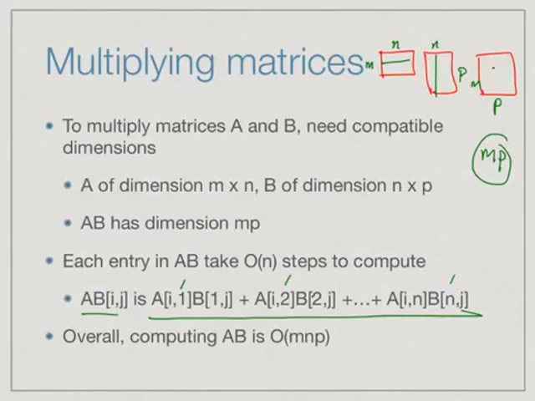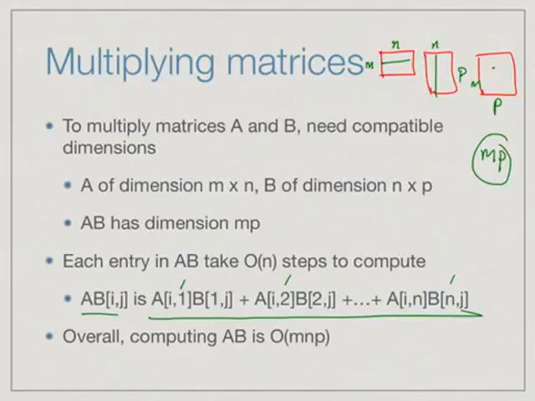So computing matrix multiplication for two matrices has a very straightforward algorithm, a triple nested loop, which takes order m times n times p. If all of the dimensions are the same, this is an order n cubed algorithm. Now there are more clever ways of doing it, but that's not the purpose of this lecture. The naive, straightforward way of multiplying two matrices is m times n times p.